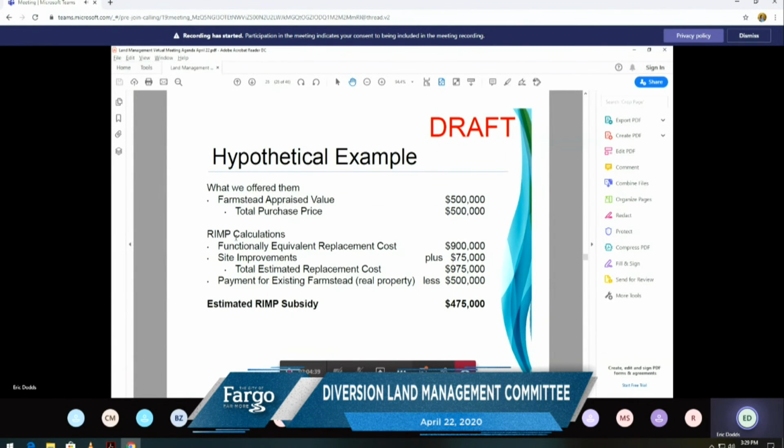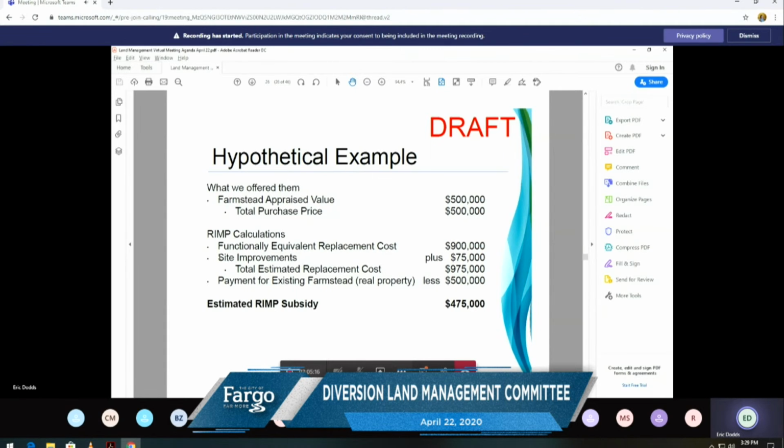So from a hypothetical example, just to show you on a high level how the math might work out, if we have a farmstead that is impacted, we do an appraisal. And in this case, just for discussion, I said the appraised value is $500,000, which again is going to be based on a market value and a depreciation value of that farmstead. And so we know that that's going to be less than the cost to replace that. And so we do a functionally equivalent replacement cost. And for discussion's sake, let's say that that's $900,000.